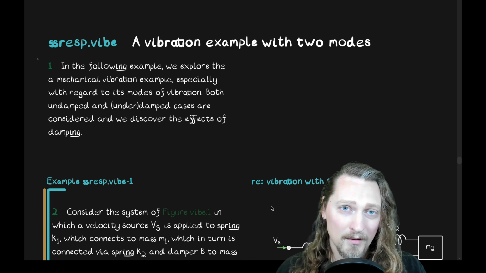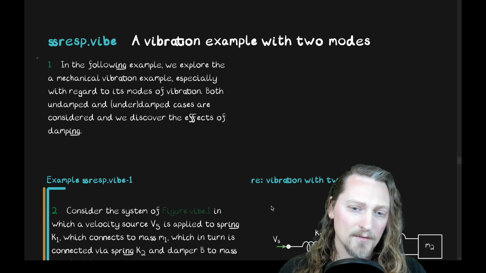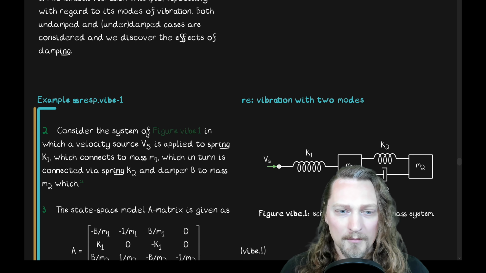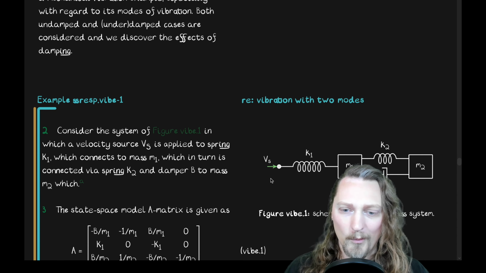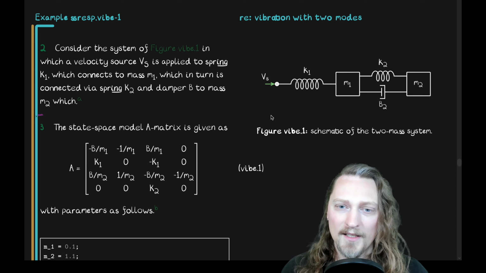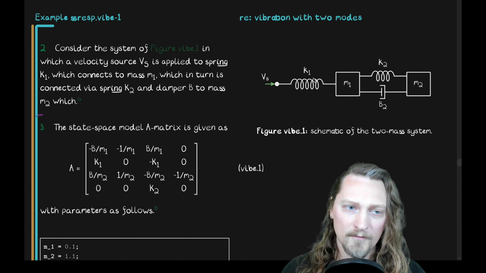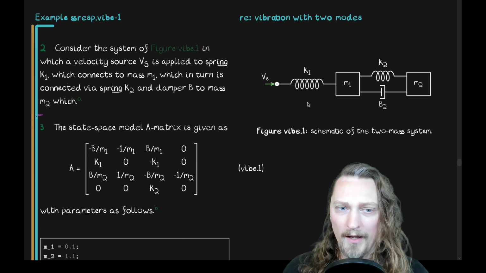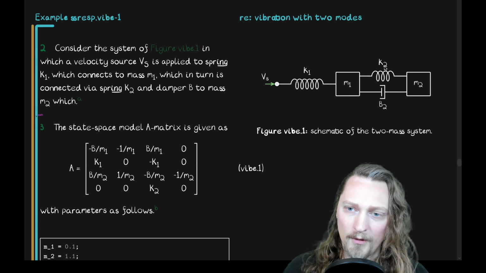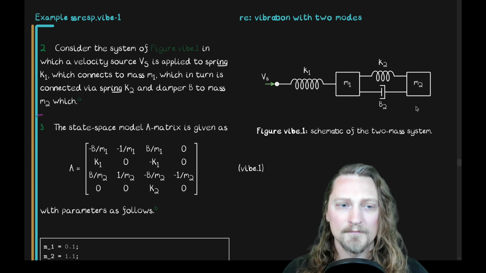We're going to use MATLAB as our computation tool to help us out, and we're going to use analytic techniques. So let's take a look. Consider the system of figure vibe.1, which is shown up here, in which a velocity source Vs is applied to a spring K1, which connects to a mass M1, which in turn is connected via spring K2 and damper B2 to mass 2. All right.